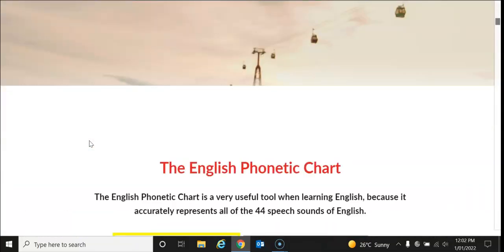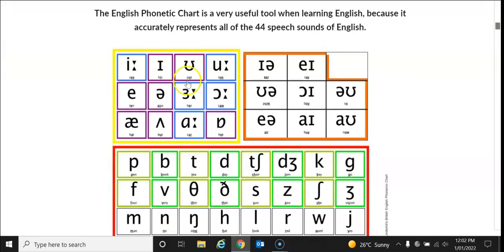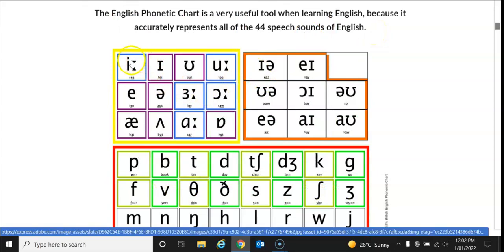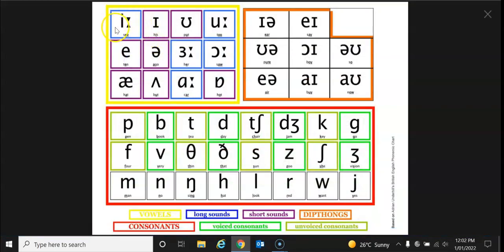That's where the IPA, or International Phonetic Alphabet, can really help. This is also called the English Phonetic Chart. The English Phonetic Chart is a very useful tool when learning English because it accurately represents all of the 44 speech sounds of English. And if we have a look at this chart, we'll go through each of the sounds.